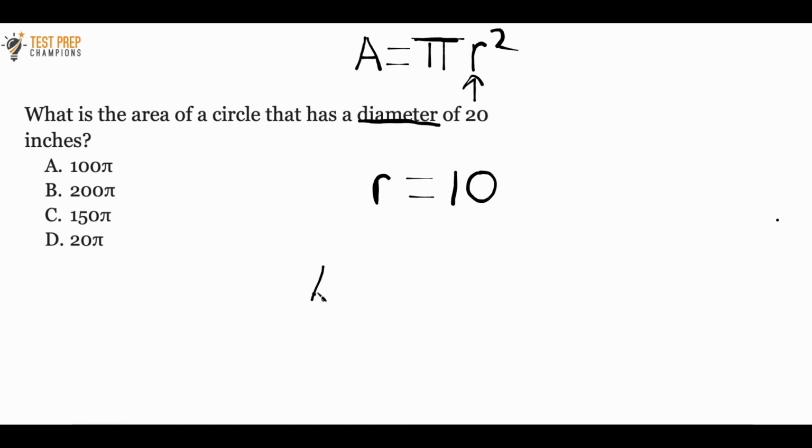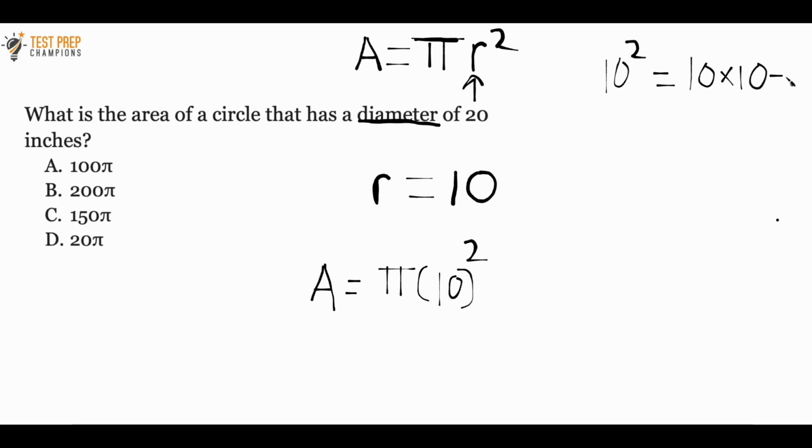So now we're going to come back up here into our formula, and we're going to replace this r with 10. So we'll see that the area equals pi times 10 squared. Now, what is 10 squared? Well, 10 squared is the same as 10 times 10, which equals 100. So the answer here is going to be 100 pi.